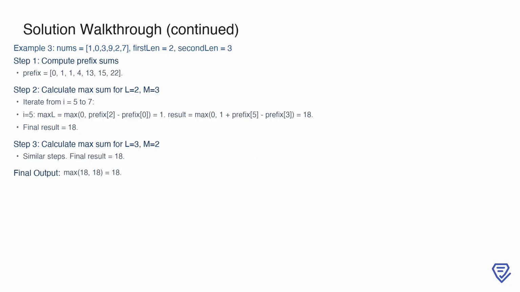Reversing the roles of L and M, we repeat the same process with the first subarray having length M equals 3 and the second subarray having length L equals 2. The result remains 18. Therefore, the final output for this example is the maximum of the two results, which is 18.